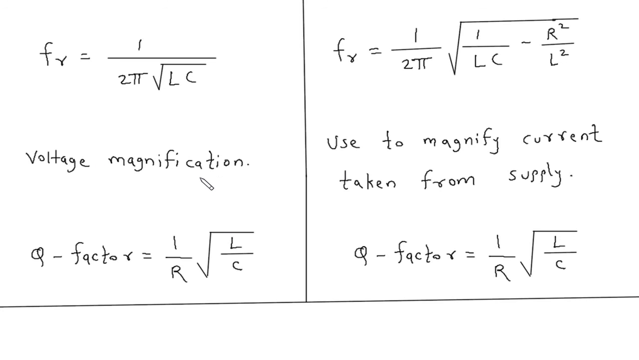In series circuit, there is a voltage magnification, and in parallel circuit, it is used to magnify current taken from the supply. Q factor for series circuit is 1 upon R under root of L by C. Q factor for parallel circuit is the same, that is 1 upon R under root of L by C. The Q factor for both series and parallel circuit is the same.